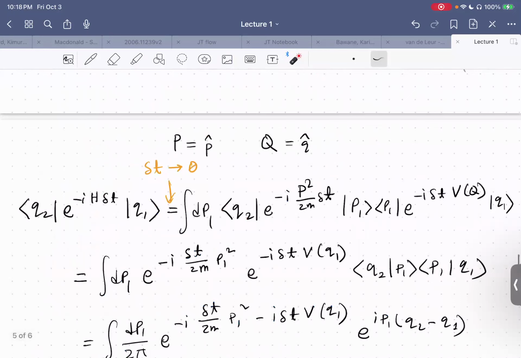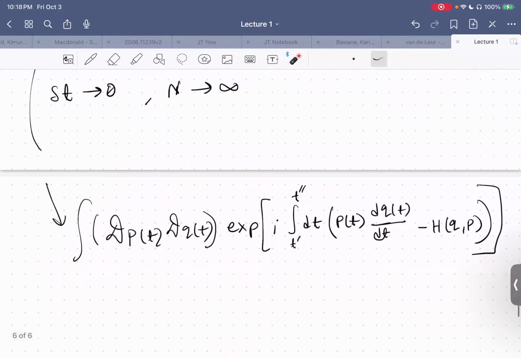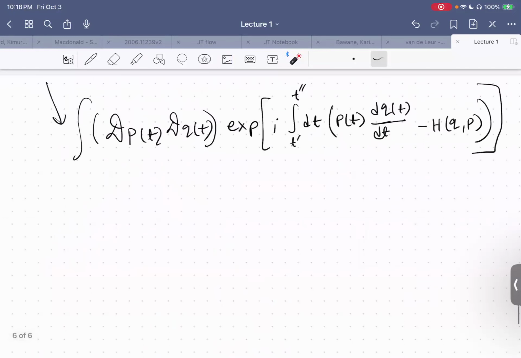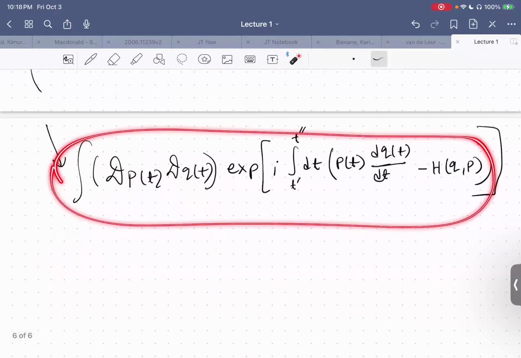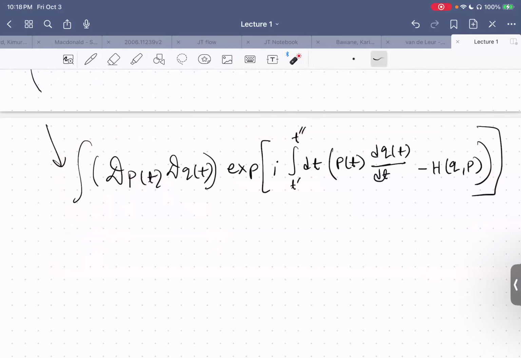So let me pause here and take some questions, because this is going to be an important expression that we're going to use later on to do other things. So let's see if there are any problems, we should address those now.